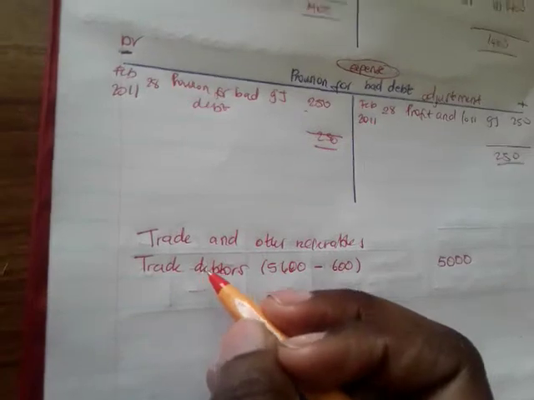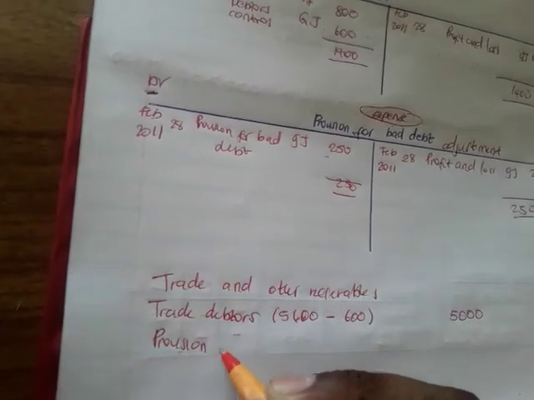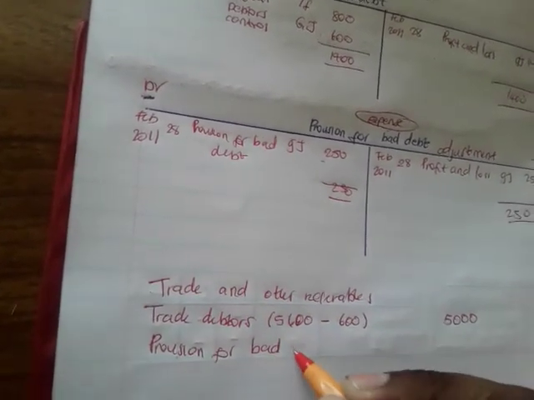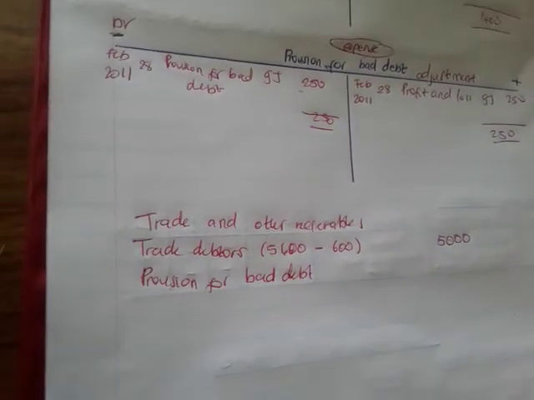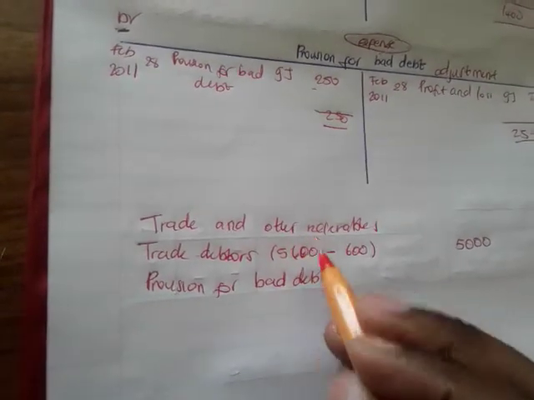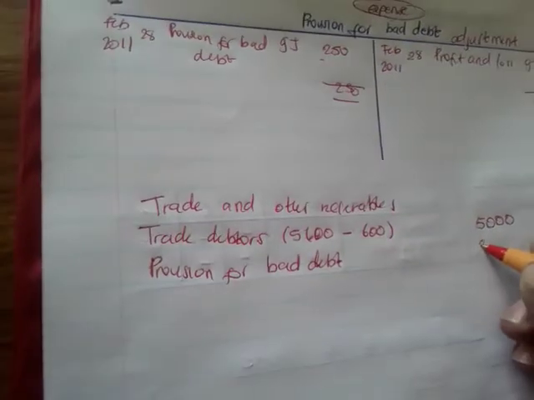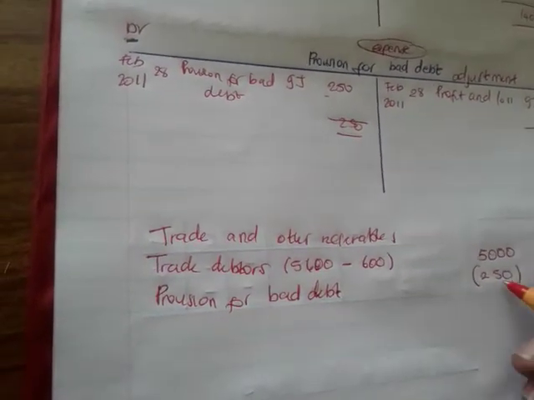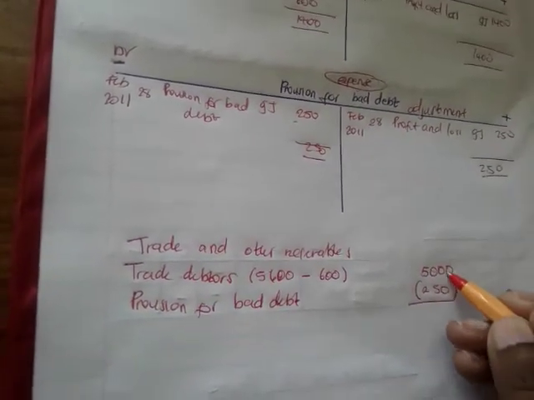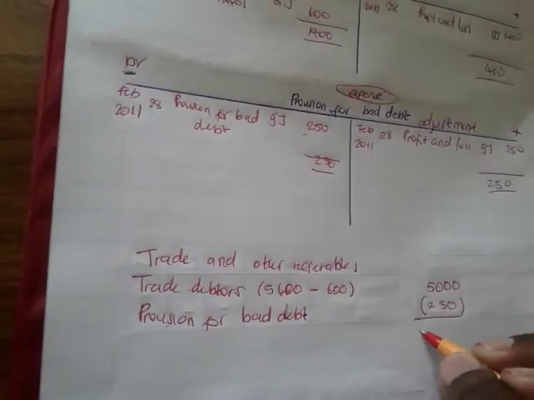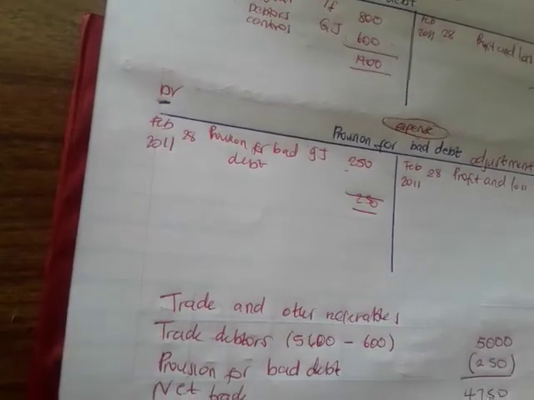Okay, and then the second one that decreases our trade debtors is what we call our provision for bad debt. And remember that I've told you so far that your provision for bad debt is a negative asset, right? So it is a negative asset because it decreases this asset of ours, trade debtors, right? So how much was it? We calculated it as 250. Okay, that's going to decrease our trade debtors, right? And then when we do this, we decrease our trade debtors, we will get how much? 4750 as our net trade debtors.